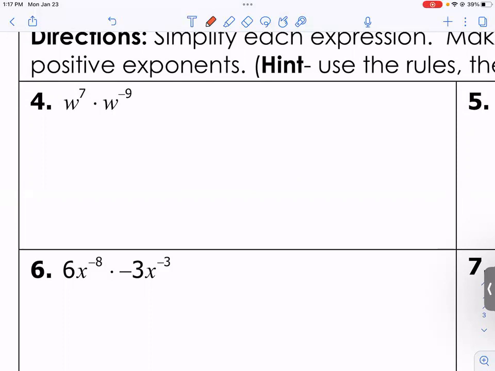There's a couple different ways that we can approach this problem. Probably the easiest way would be this. What do we do when we multiply with our exponents? Okay, so we have w. What is 7 plus negative 9? So we have w to the negative 2. So 1 over w squared.